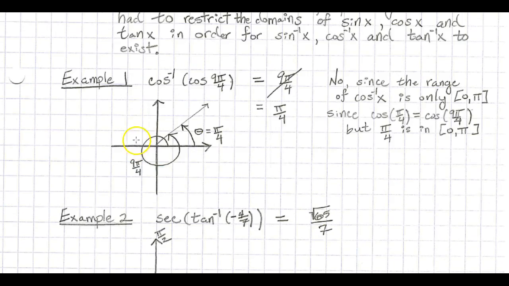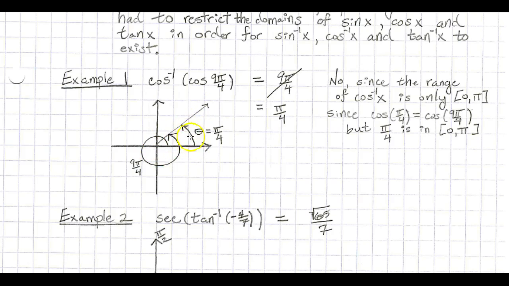So for example, if I want the cosine inverse of the cosine of 9 pi over 4, you intuitively might just say, oh, that's 9 pi over 4. But that's not correct because we had to restrict cosine between 0 and pi. So I have to find a coterminal angle. So here's 9 pi over 4, but also notice that pi over 4 has the same terminal ray.